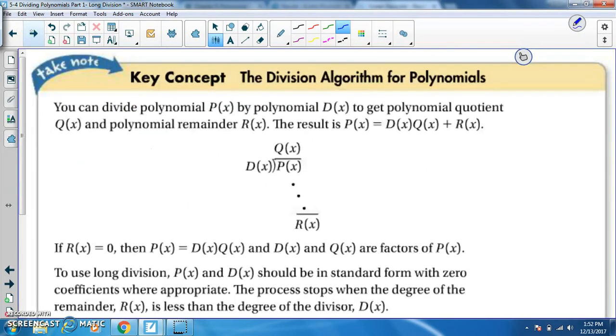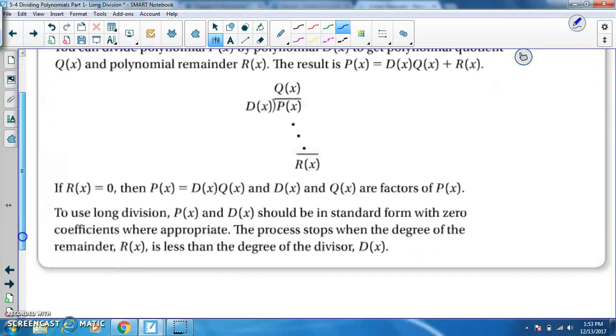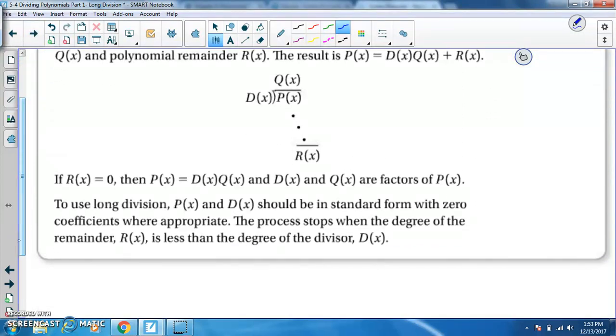Our key concept here: we can divide a polynomial by a polynomial to get a polynomial quotient. The polynomial remainder, r of x, is what would be left over. So if we have the quotient times the divisor plus our remainder, that would be equal to our original polynomial. If our remainder is equal to 0, then our polynomial is equal to the divisor times the quotient, because those are factors of our original polynomial.